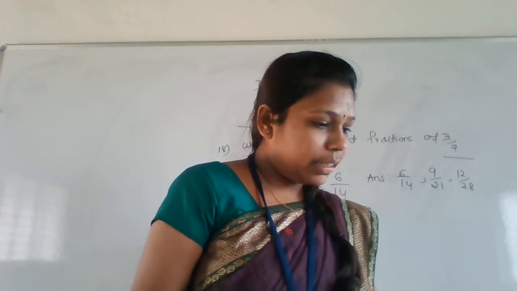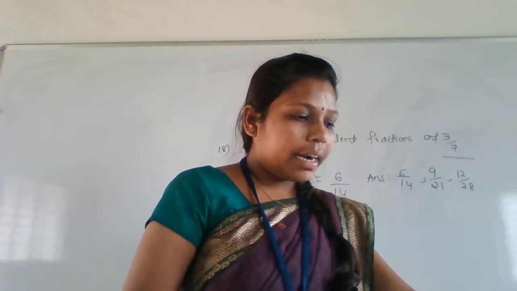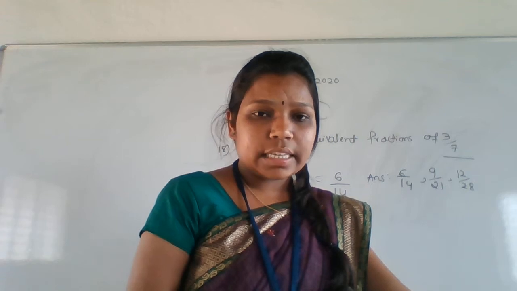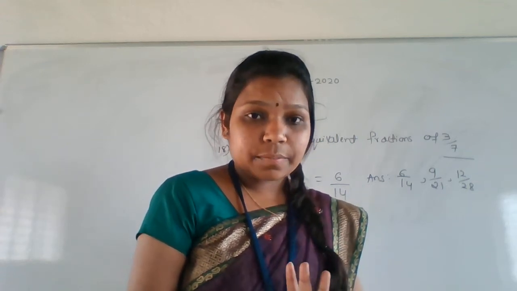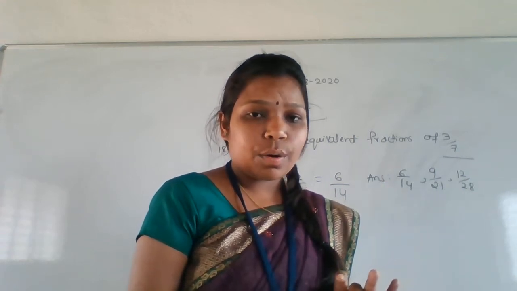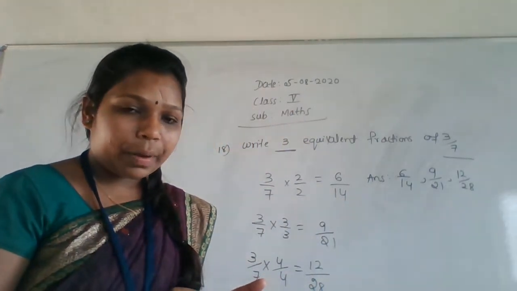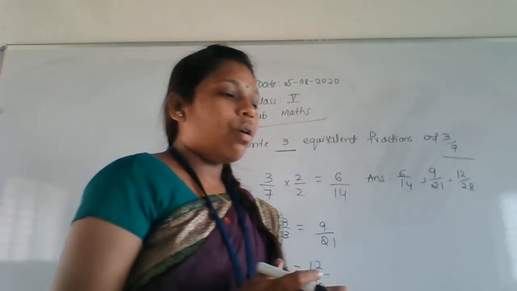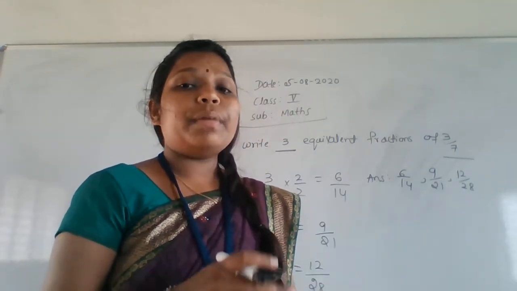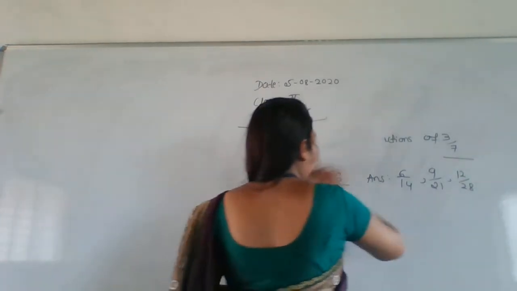That is the 19th question. Add 17 by 19 plus 3 by 19 and write the answer as a mixed fraction. You know mixed fractions, right? I told it in 4th standard only: mixed fraction as well as proper fraction and improper fraction. I hope everyone knows the meaning of proper, improper and mixed fractions. We'll do the sum first. After that we have to write that fraction as a mixed fraction. We'll move to the 19th question now.